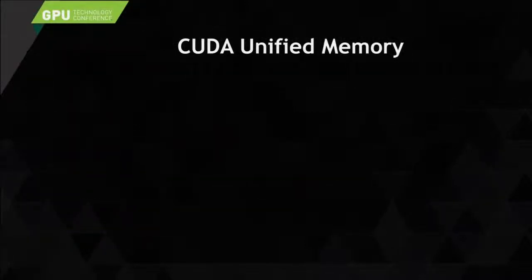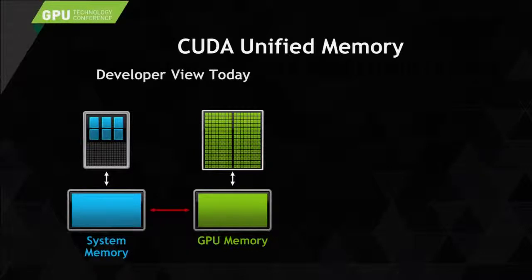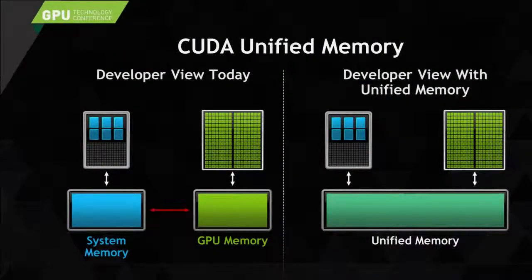NVIDIA introduced a new feature called unified memory, a CUDA unified memory. And it's still experimental at this point, or very early. But the concept is, OK, we've got these different memories, the GPU memory and the CPU memory, that you have to manage back and forth. Well, what if that could be managed for you? So your view, you the programmer's view, is just one memory.